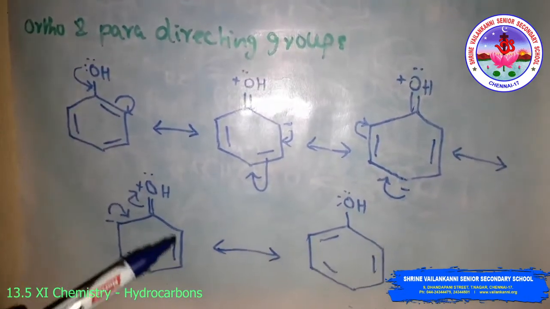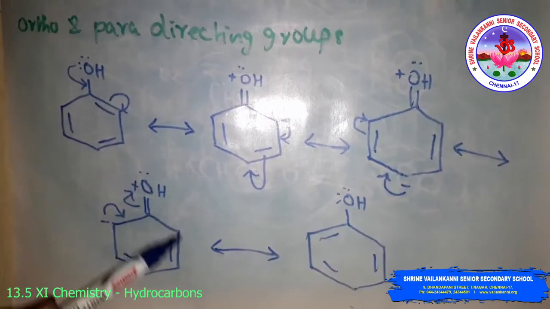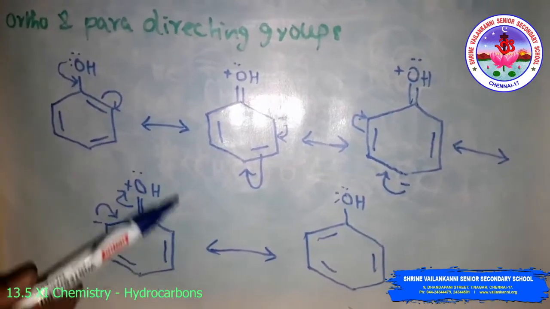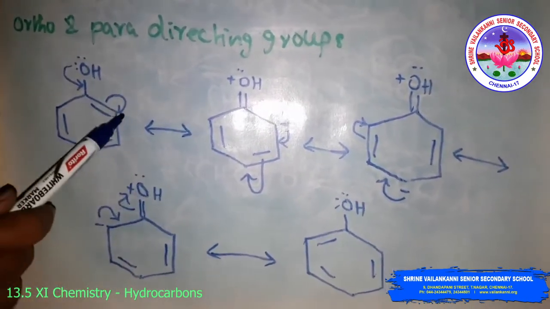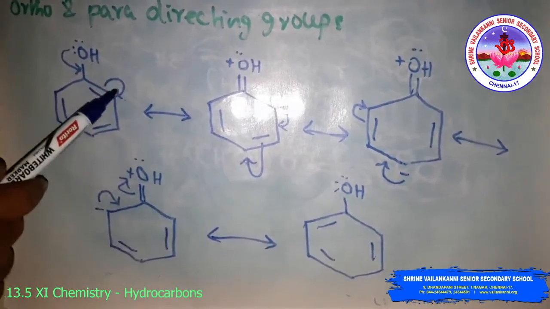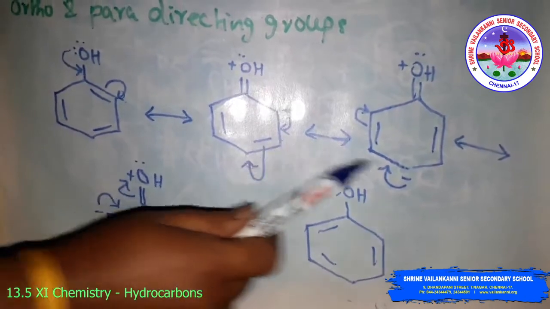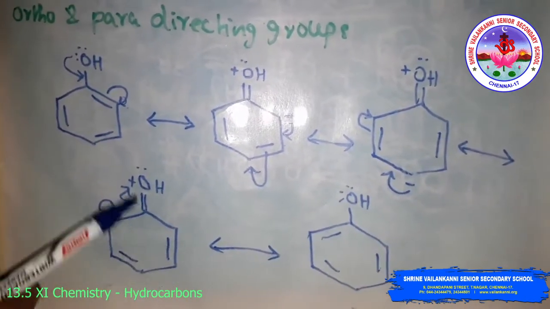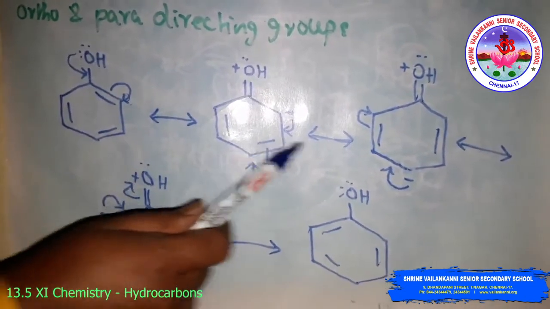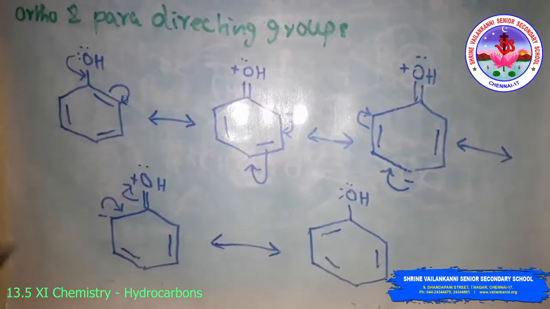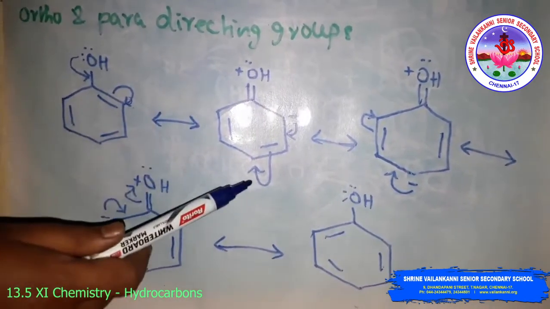So it is clear from the above resonating structures that the electron density is more on the ortho and para positions. Look at this, this is ortho and this is para. The meta position is this. Okay, this is the meta position. There is no delocalization on the meta position, only in the ortho and para directions.